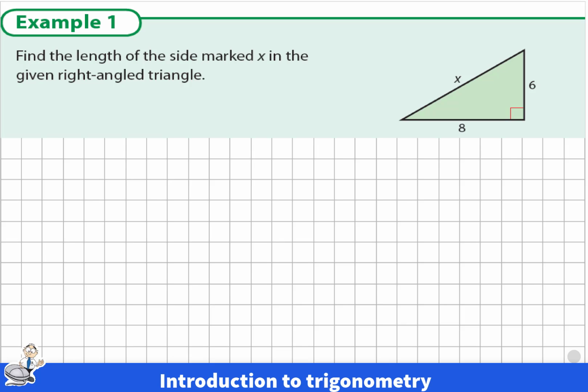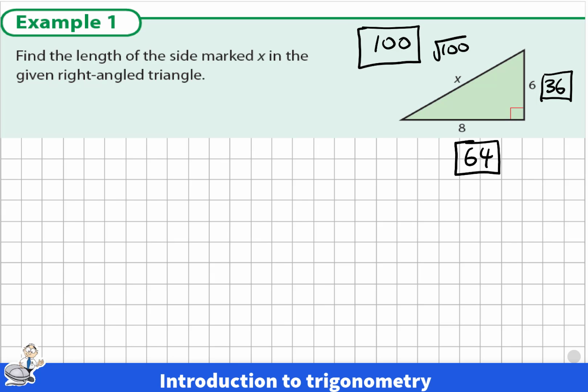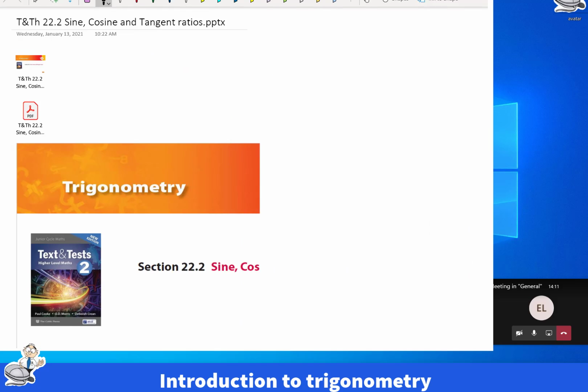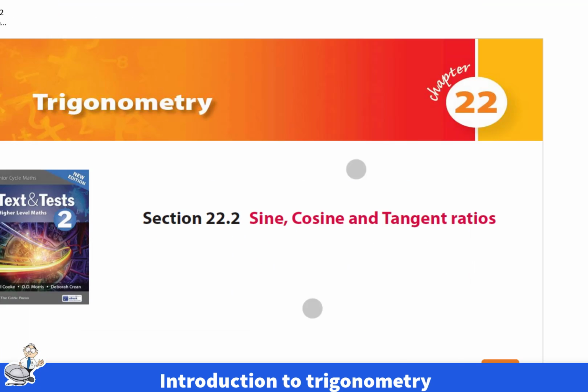So in the first one, Pythagoras says the square on this side, 6 sixes are 36. The square on this side, 8 eights are 64. If I add those together, 36 and 64, which is 100, it gives me the other side. So the square root of 100 is equal to 10. So x is equal to 10. That's the first example.